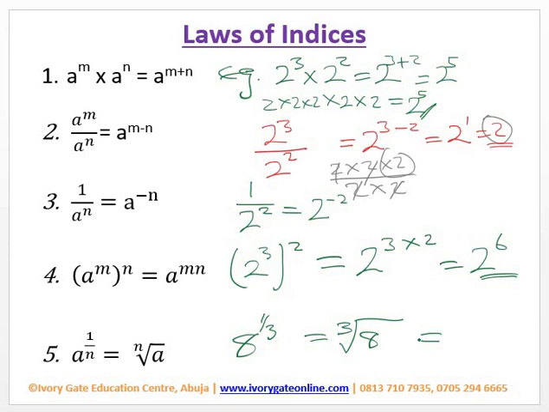It means what will multiply itself 3 times to give us 8. And what is it? 2. Let us check it. 2 times 2 times 2 will give us 8. So our answer here is 2. The cube root of 8 is 2.